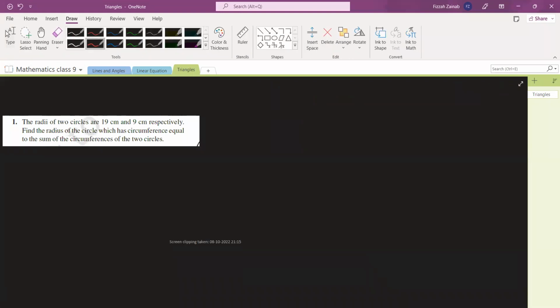The radii of two circles are this and this respectively. So there are two circles, like first radius R1 is 19 centimeter, correct? And the second radius R2 is 9 centimeter respectively. Find the radius of the circle, okay, which has the circumference equal to the sum of the circumferences of the two circles. Okay, that's good.